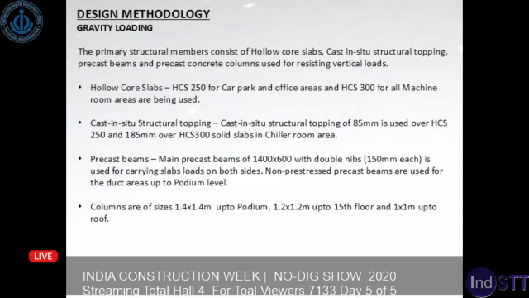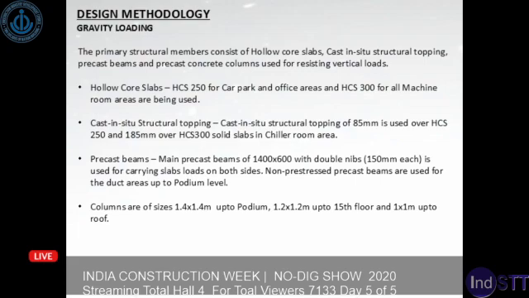So we discussed the gravity loading, we discussed the lateral loading, and this is a summary of the sizes that we typically arrived at for this building. Since the hollow core slabs are spanning around 10 meters, and for the live loading of 5 kilonewton and 10 kilonewton in some areas due to server, 250 hollow core is provided for the car park and office areas, and 300 hollow core thickness is provided for the machine room areas.